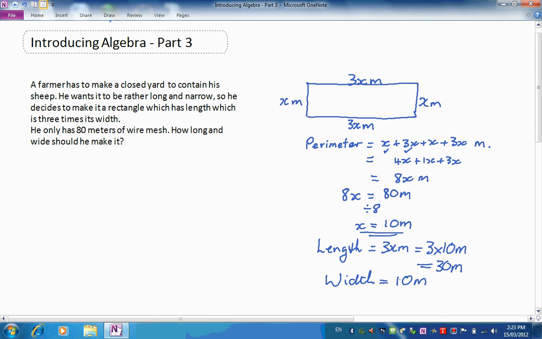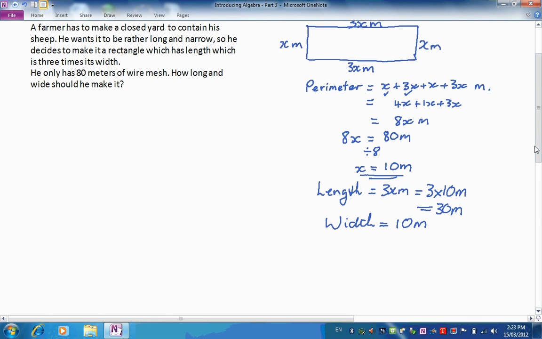Right, so I'd like you to look at what you did and see if you think perhaps a little bit of algebra with x's and mathematical sentences might have helped your solution. Let's look at another problem.